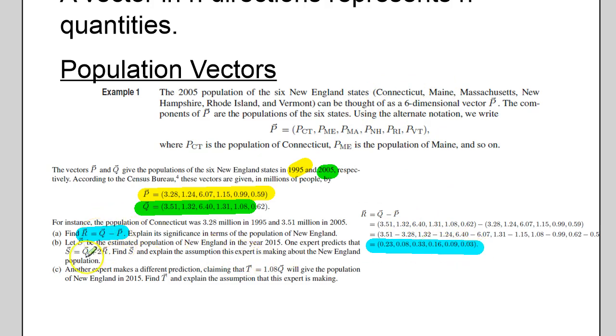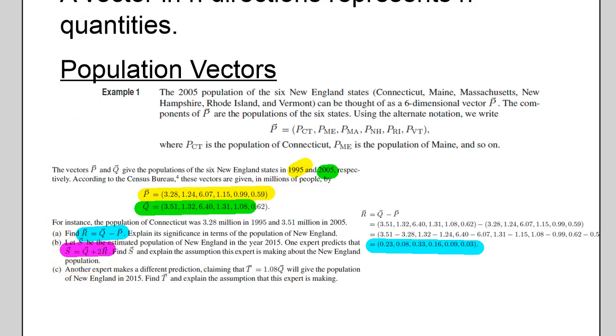Now they said let S be the estimated population of New England in the year 2015. So we have some other vector. How do we estimate that? Well, they said in this case we can estimate it by essentially adding the population of 2005 plus twice the difference of the population from 1995 and 2005, and that's S is equal to Q plus 2R.